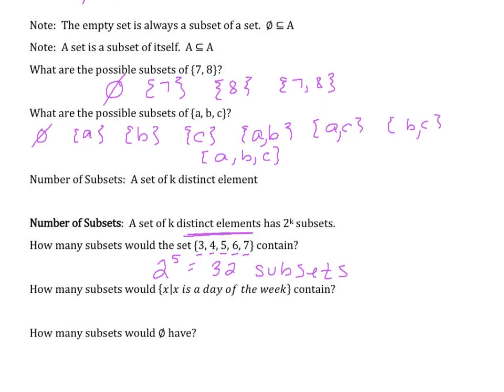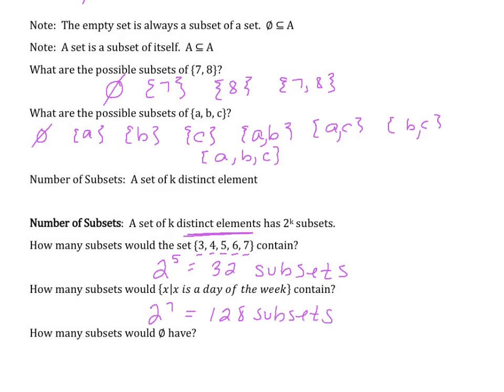All right. How many subsets would X, such that X is the day of the week, contain? Well, there are 7 unique days of the week, so we'll take 2 to the 7th power, which would be equivalent to 128 subsets. That is a lot of subsets.